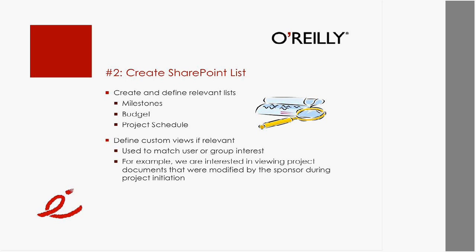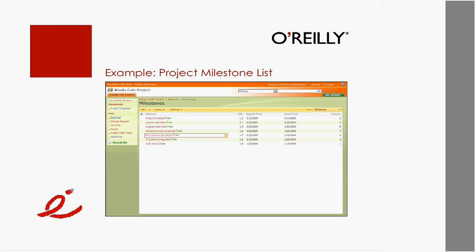So here's an example of a milestones list. In this screen, this is my project management website, and this project is called the Manila Cafe Project.